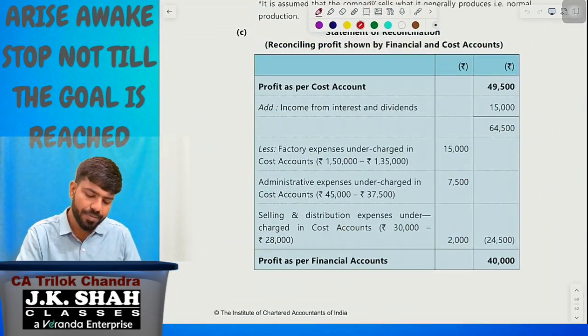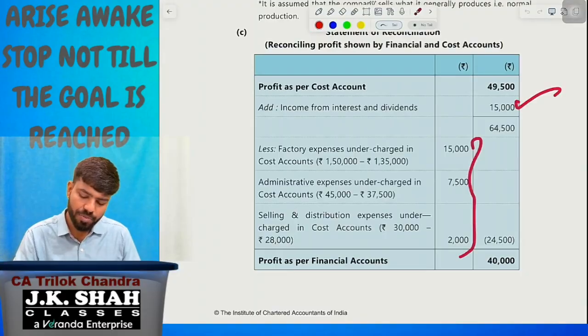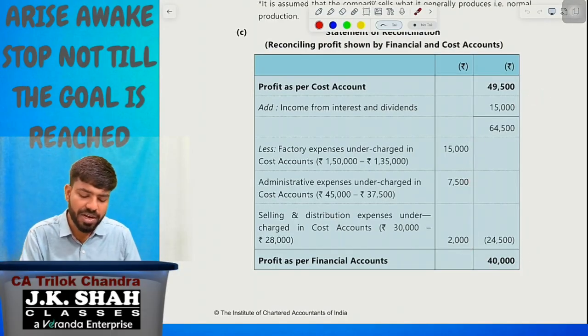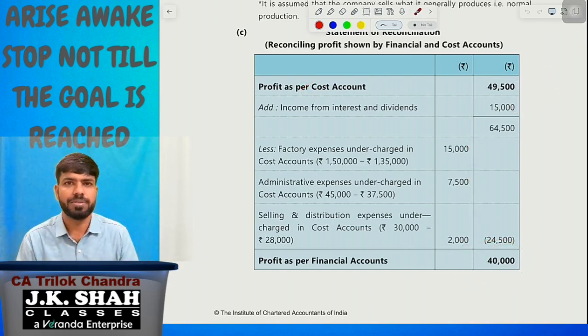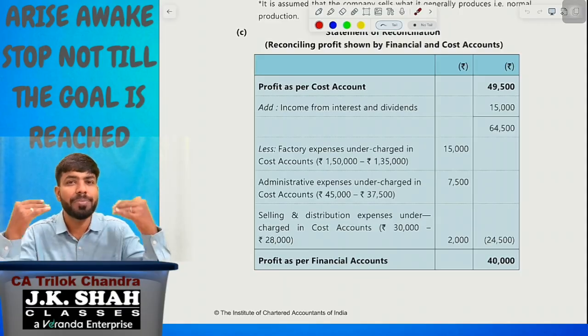One item to be added, that has been added, and three items to be reduced. We'll tell you. We start with account to cost books 49,500. One item added, three items reduced. We'll get 40,000 account to penalty. As simple as that. Have you understood this? If you follow this, you will not make the mistake. No need to think much.